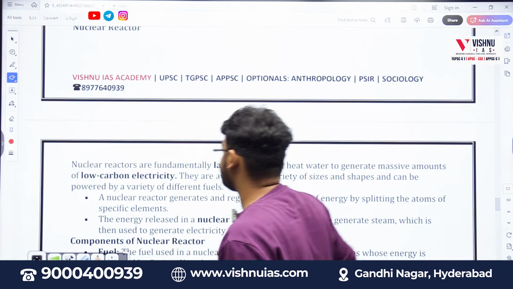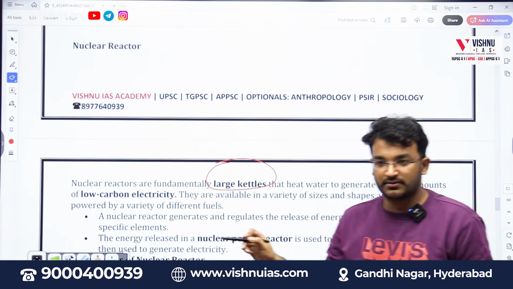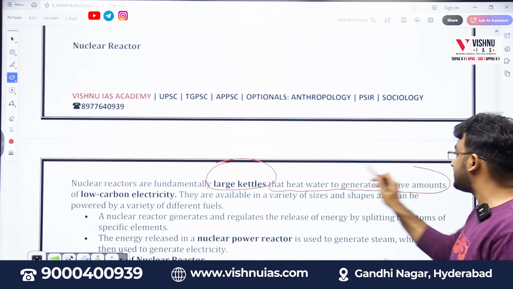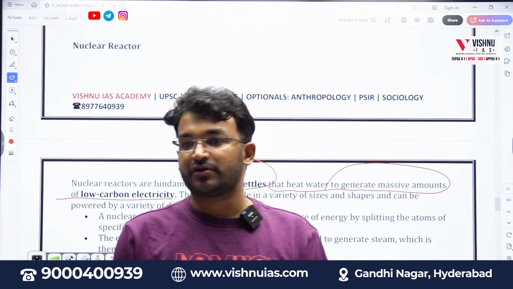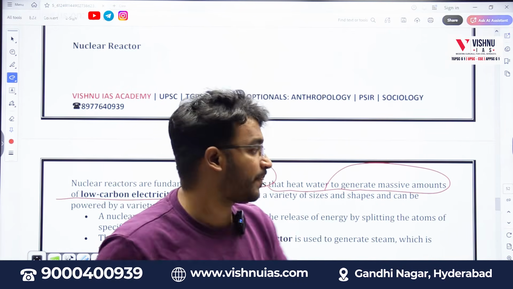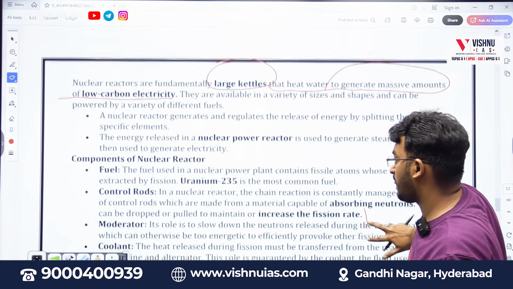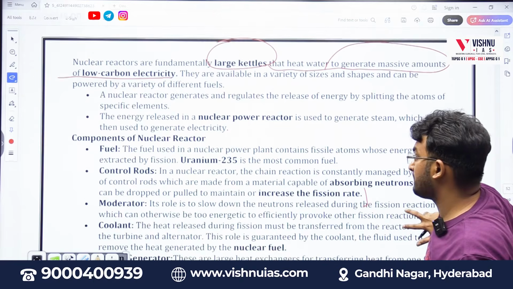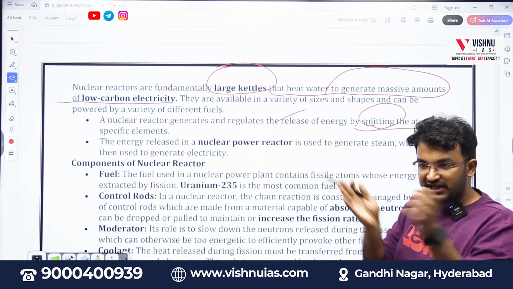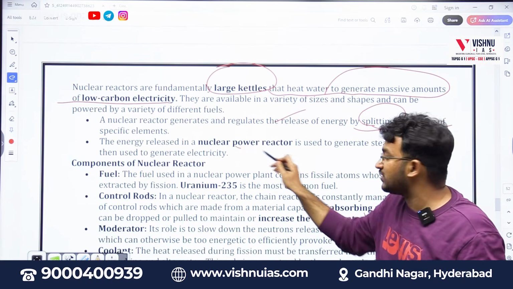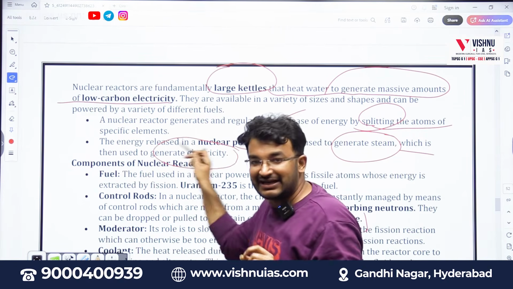Okay, so these nuclear reactors are fundamentally large kettles that heat water to generate massive amounts of low carbon electricity. There is no carbon, right? Massive amounts of low carbon electricity. As we had seen, a nuclear reactor generates and regulates the release of energy by splitting the atoms of specific elements. This energy released in a nuclear power reactor is used to generate steam using the water, which is then used to generate electricity.